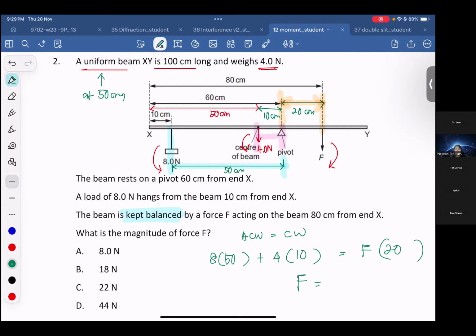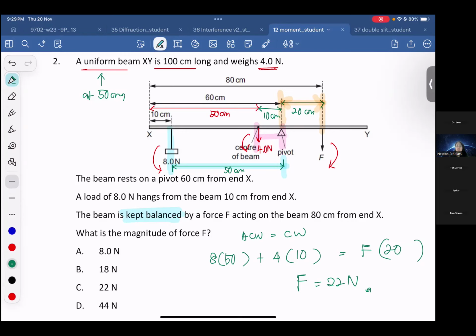If you do your mathematics correctly, you should be able to get the answer. 22. Correct, thank you. Angeline, thank you. So dear, this question actually has two important things. One is, do you know where the weight is? Weight is always at the center of mass. If they say uniform, then it will be exactly at half of it. This question says uniform beam, so 100 cm, half of it is 50 cm. That is your weight, 4 Newton.